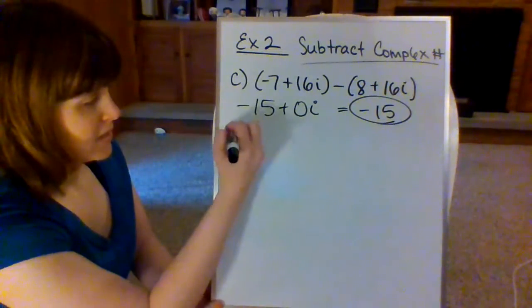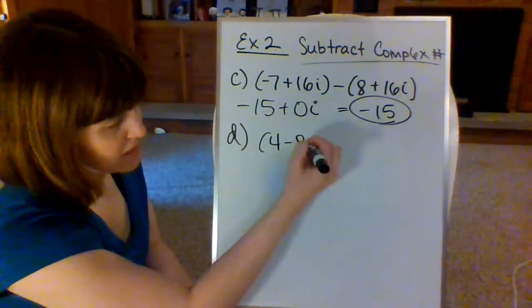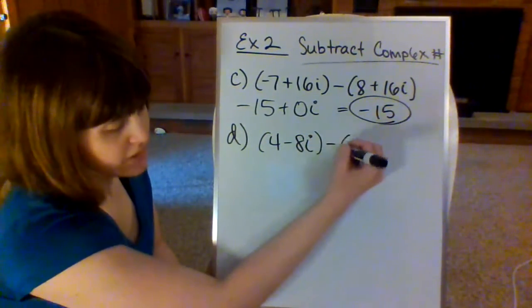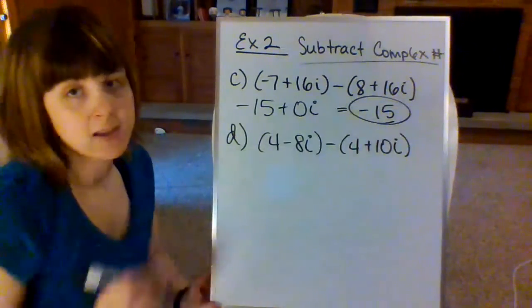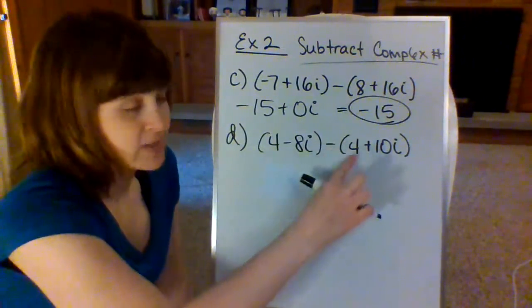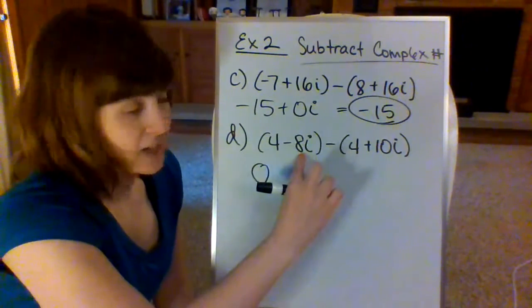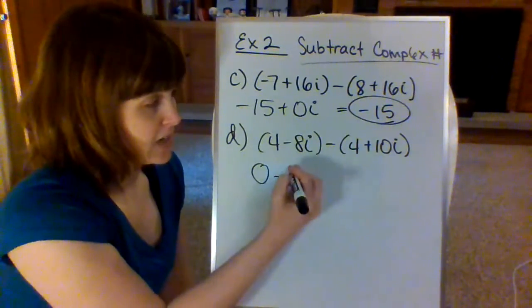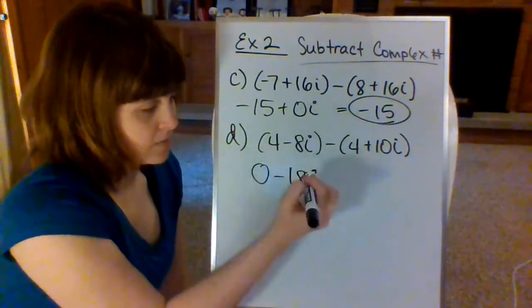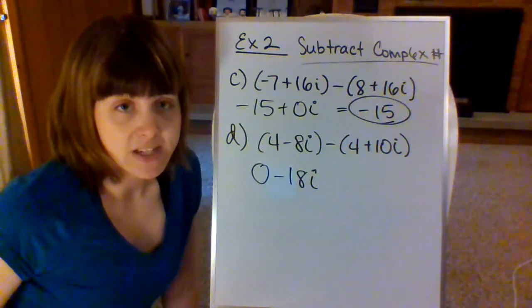Now the last one, part D, says 4 minus 8i minus 4 plus 10i. So 4 minus 4, that's going to be 0. Negative 8i minus 10i is going to be negative 18i. So our final answer there is going to be negative 18i.